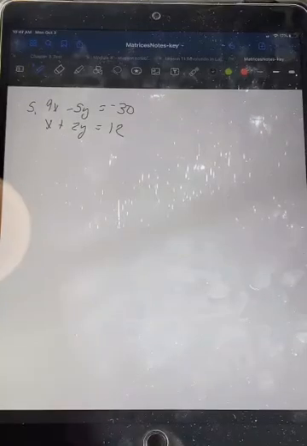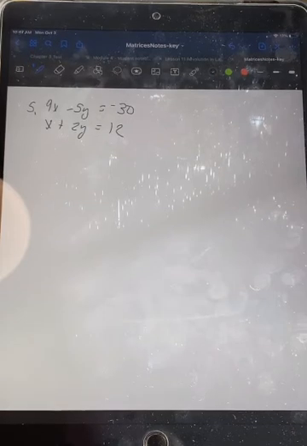For numbers 5 through 8, we are solving our systems. Remember, solving our systems means that we have two different ways that we can look at it. We can look at it through substitution, or we can look at it through the combination elimination method. So for number 5 and 6, I asked you to do it via substitution.